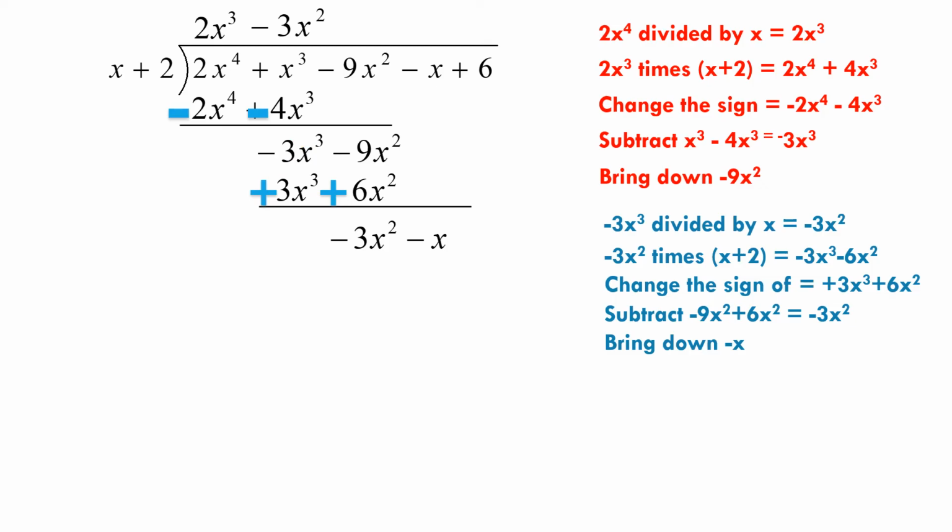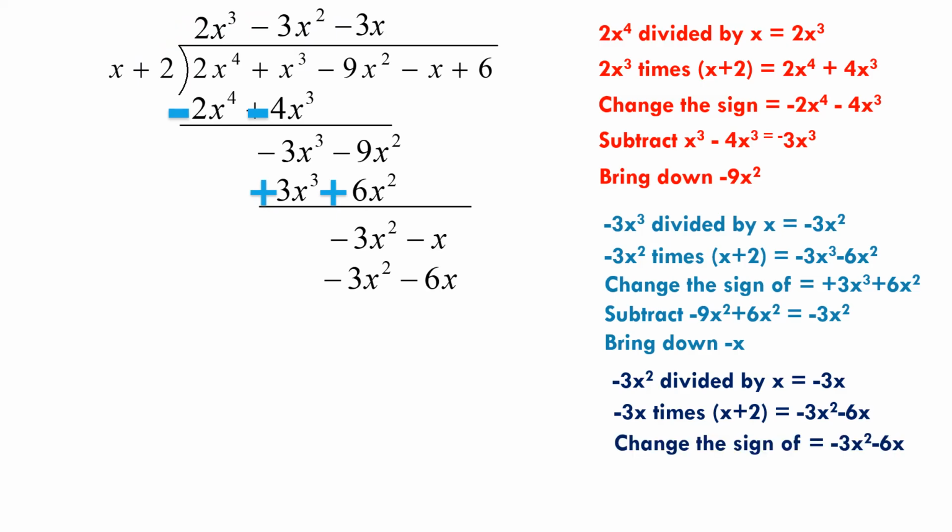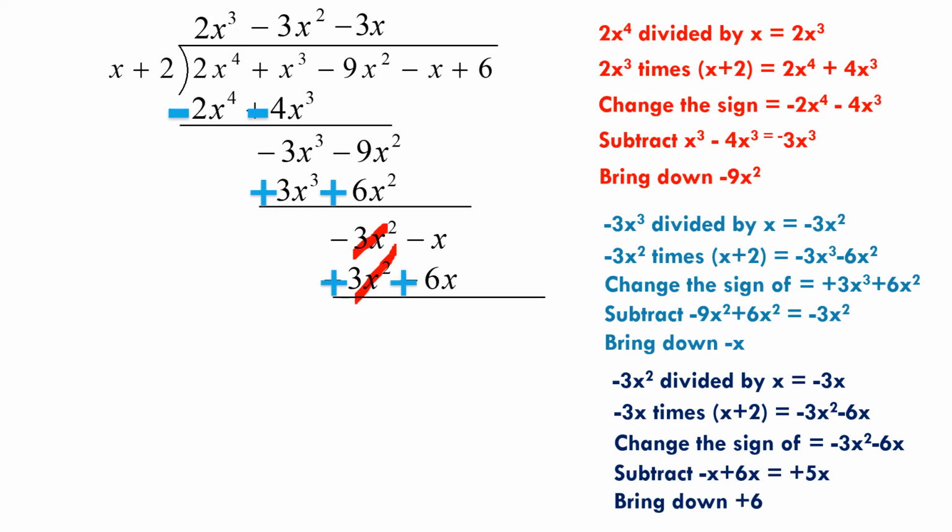Base lang tayo ulit. Balik tayo sa division. So, negative 3x squared divided by x will give us negative 3x. Multiply naman. Negative 3x times x plus 2. Negative 3x squared minus 6x. Sunod na step is to subtract. Change the sign of the subtrahend. So, yung negative magiging positive. Negative 3x squared plus 3x squared ay 0. Then negative x plus 6x ay positive 5x. And then bring down si positive 6.